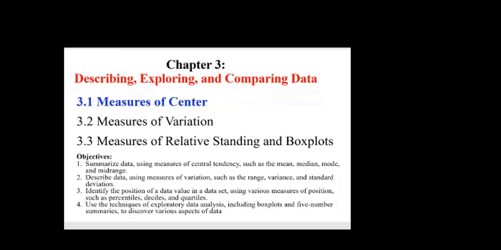The mean, the median, the mode are the main ones. Describe data using measures of variation such as range, variance, and standard deviation. Identify the position of a data value in a set of data using various measures of position, such as percentile, decile, quartile. And also we're going to look at box plot and 5-number summaries, known also as whisker plot.